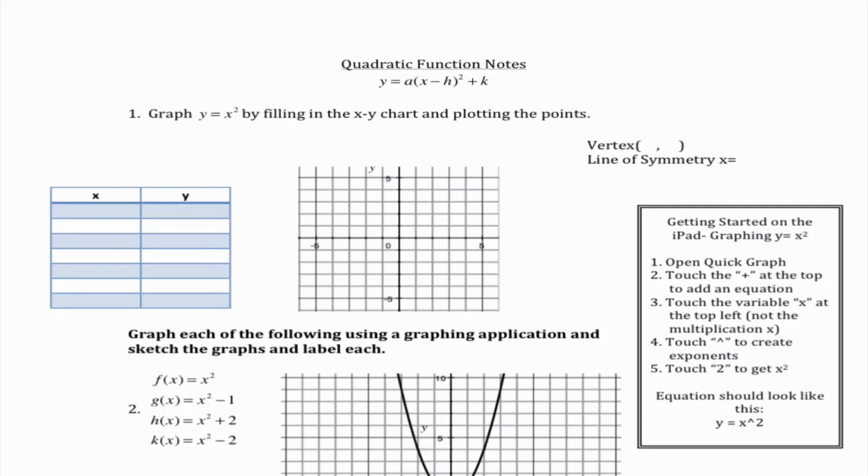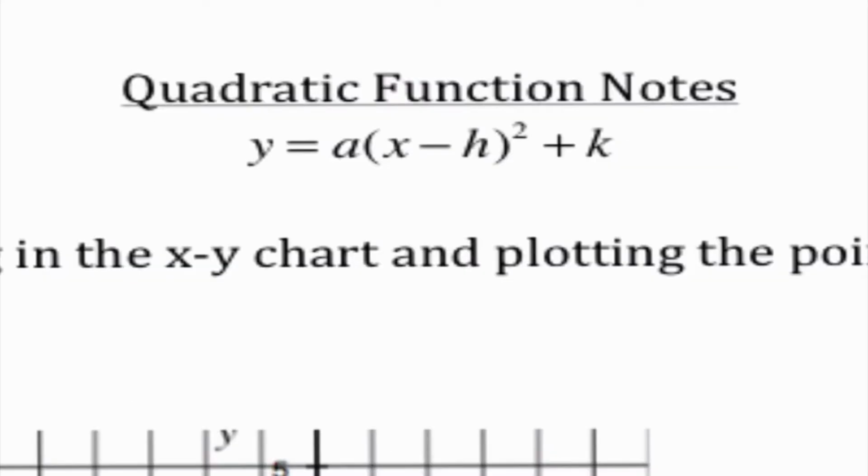Hey guys, Miss Miklos here, and today we are going to be transitioning from solving quadratic functions into actually graphing them. So I want to start by focusing on this equation: y equals a times the quantity x minus h squared plus k. We call this vertex form, and we will see why we call this vertex form.